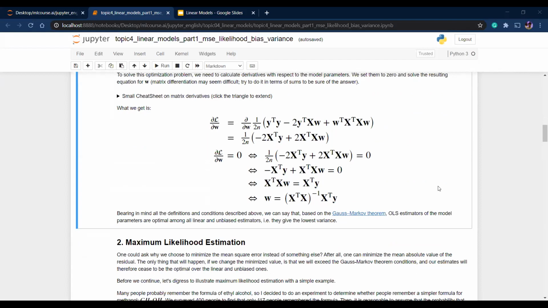So the primary idea is: you have the loss function, take the derivative, set it to 0, and get the values of the parameters. That is the only idea that is working here.